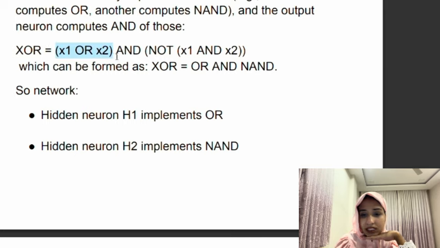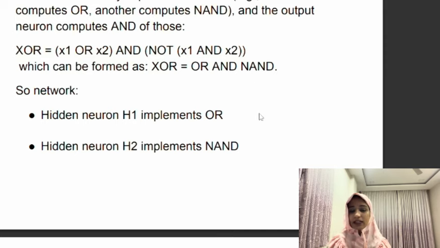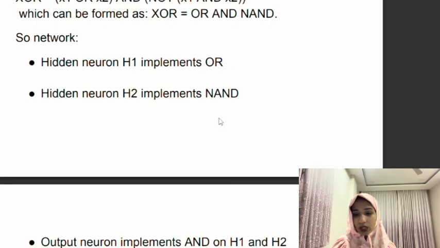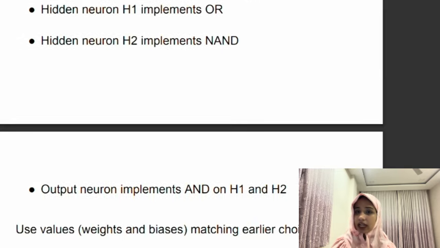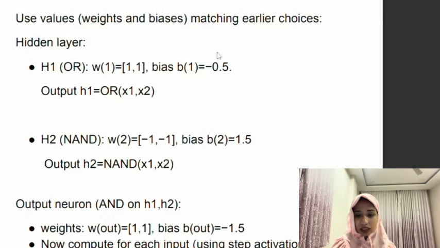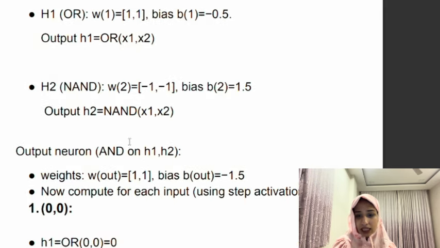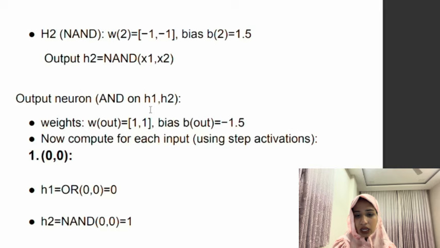So for XOR, you can see the first is OR and the second is AND, which can be formed as XOR, OR, and NAND. So in the network, hidden neuron H1 implements OR, H2 implements NAND, and the output neuron implements AND on H1 and H2. Use weights and bias values matching the earlier choices. The hidden layer will be this and this. And the output neuron is AND on H1 and H2. We have calculated H1, H2 and then the output.